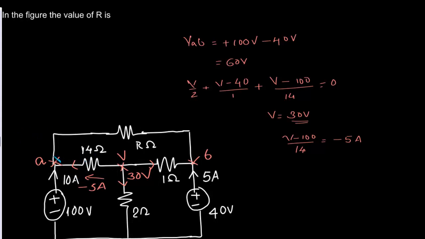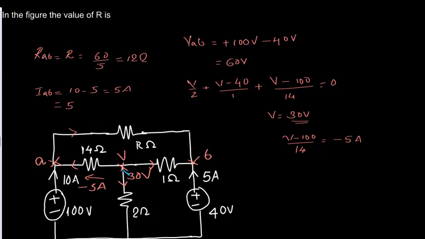Okay, that means the current here, that is IAB, will be 10 amps coming here and minus 5 amps coming here. That means 10 minus 5, that will be 5 amperes. That is 5 amperes of current flowing through these R ohms. So we know the current through it and the voltage across it. So RAB or R is 60 by 5, that is 12 ohms.